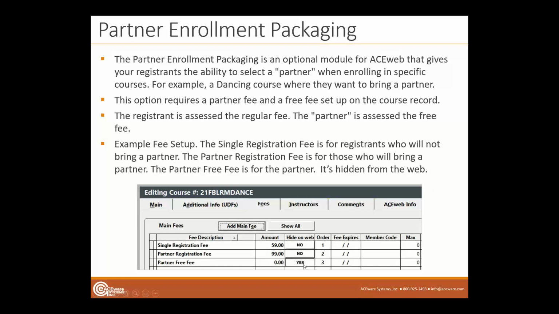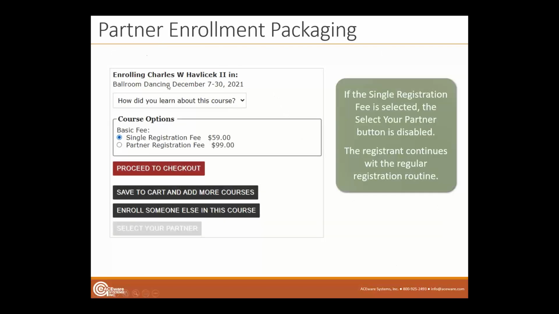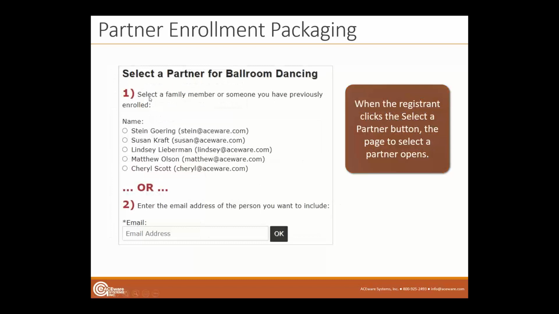Notice it is also hidden from the web. That way somebody cannot select it without being in the partner program or the partner packaging. And this is what it would look like. Somebody enrolling gets the single registration fee because that's the default. If somebody selects the partner fee, the partner button is live and the other buttons are disabled because you must select your partner. So you can't proceed to checkout before you select your partner.